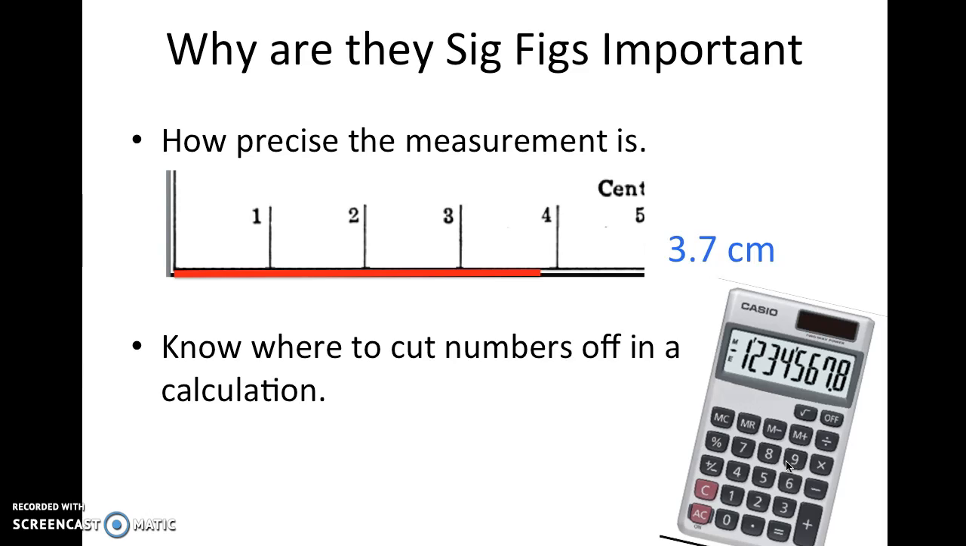Two main reasons. In addition to telling us how precise our measurement is, they're also helpful in helping us know where to cut off numbers in a calculation. The reason why that's important is a lot of the time we take our measurements and use them in calculations. For example, if you measure the mass and the volume of something, you can use that to calculate the density. Each of those measurements has uncertainty, and when you do the calculation, they bring that uncertainty with them. So you want to make sure that you have the right amount of uncertainty, and it always should be that the last digit is the one that you're estimating.